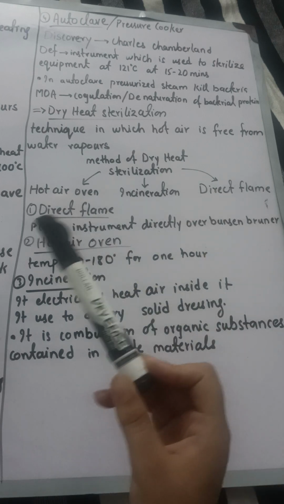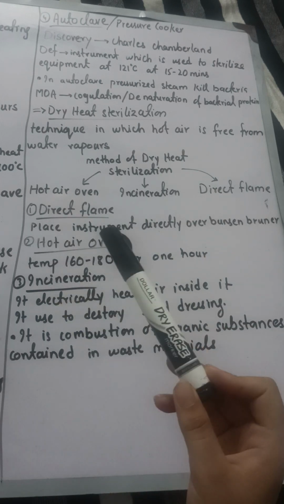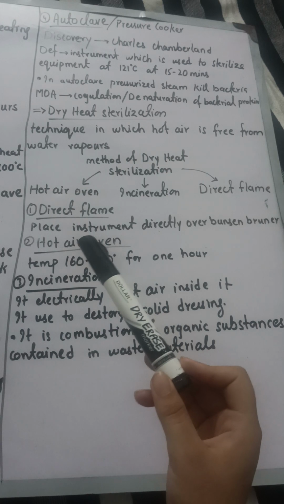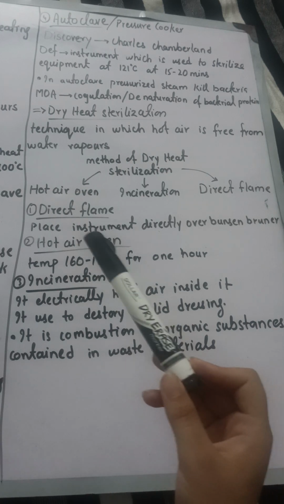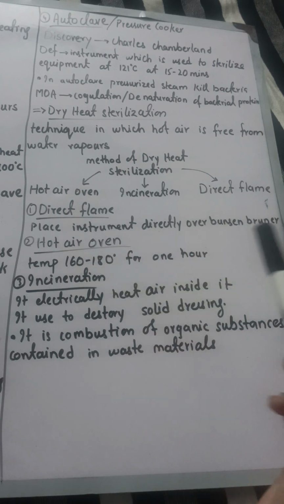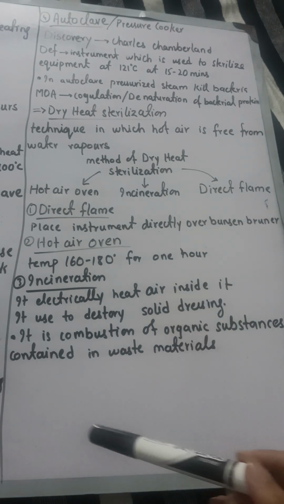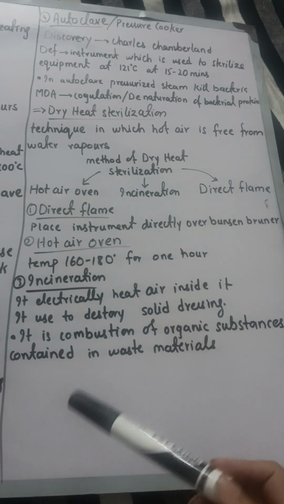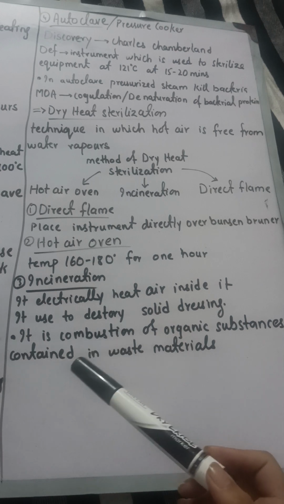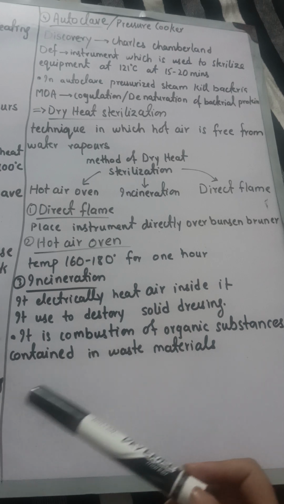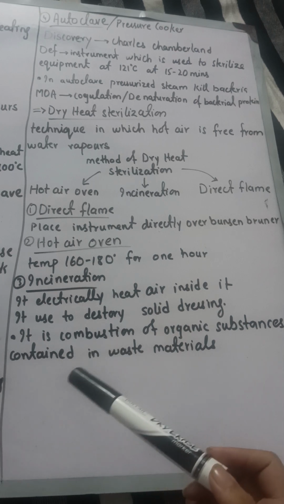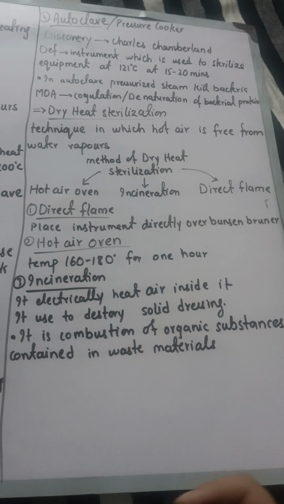First, let us discuss the direct flame. You will place the instrument you want to sterilize, like a surgical instrument, directly over a Bunsen burner. You know, a Bunsen burner is a device which releases heat, and it is used in various heating processes. So in the direct flame method, you place the instrument over the Bunsen burner. After that, it is ready to use.